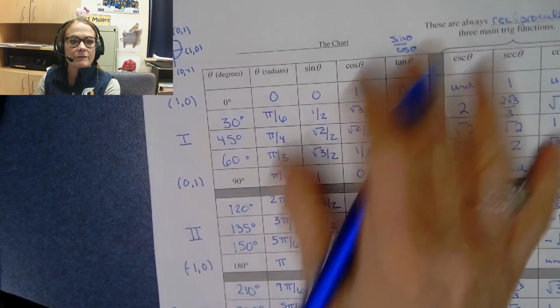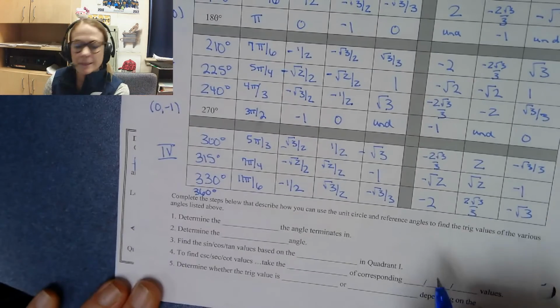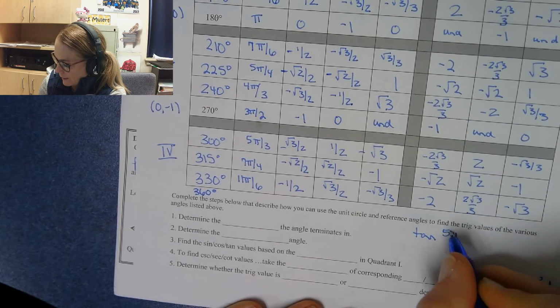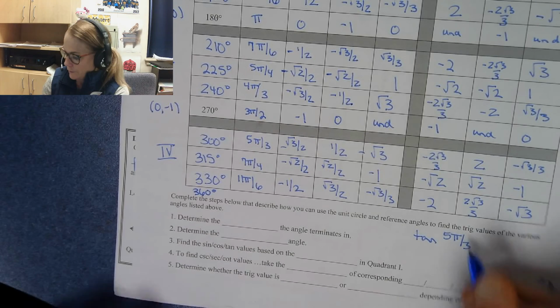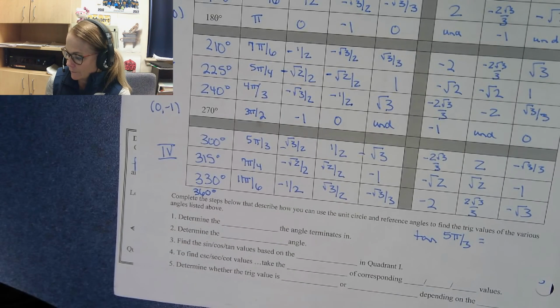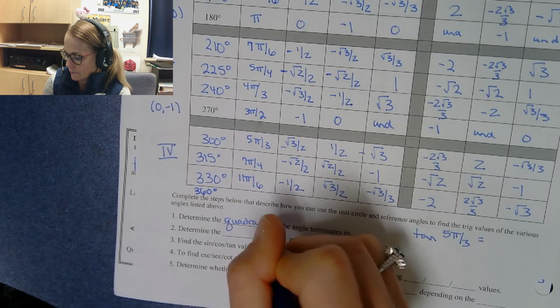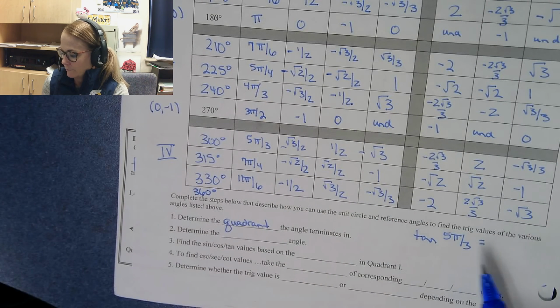So again, you're not going to be filling in this chart on a test or anything. You're going to be asked questions like, what is the tangent of 5 pi over 3? This is what you want to go through in your brain. You're not going to have a calculator. You're going to have to figure this out. So you want to determine what quadrant this angle lies in. What quadrant does the angle terminate in? The terminating side.